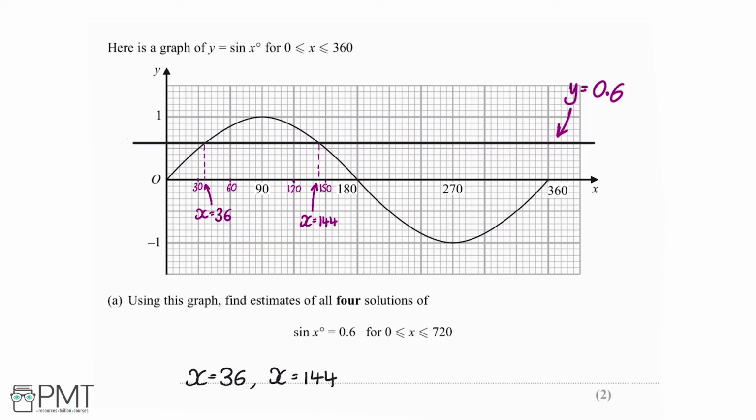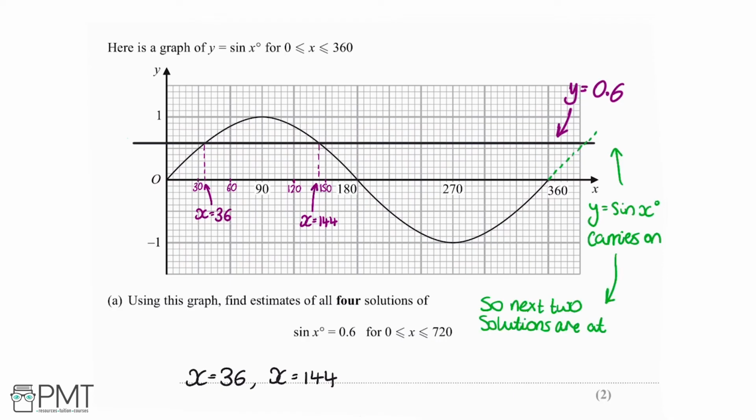Well, between 0 and 360, we intersected at 36 and 144. And our graph is essentially starting again from 360. So it's going to intersect at 36 after 360 and 144 after 360. So essentially our graph of y equals sine x carries on. So our next two solutions are at x equals 360 plus 36, which equals 396, and x equals 360 plus 144, giving 504 degrees. So those are our final two solutions.